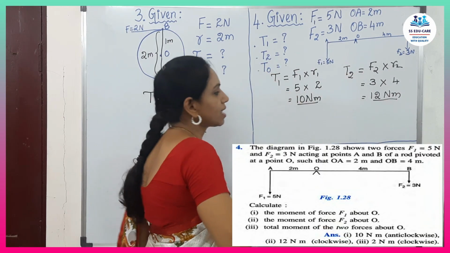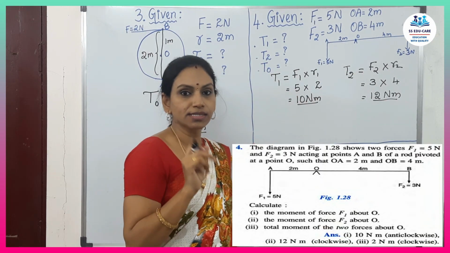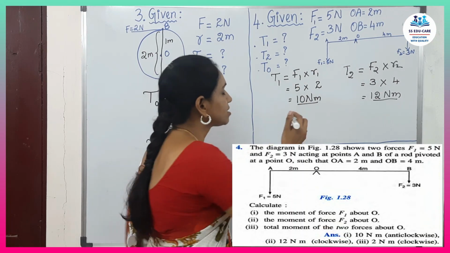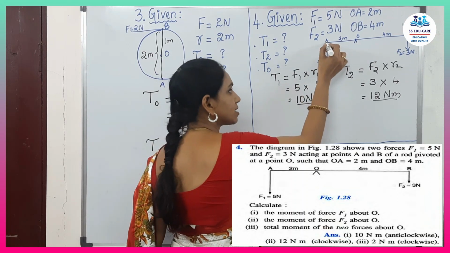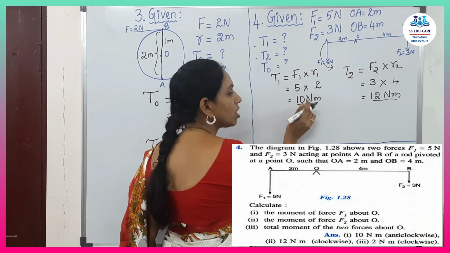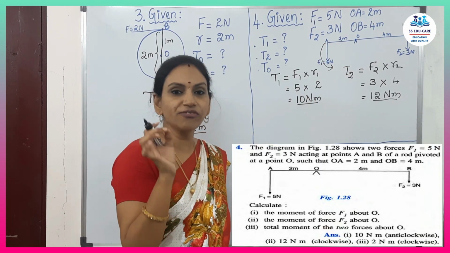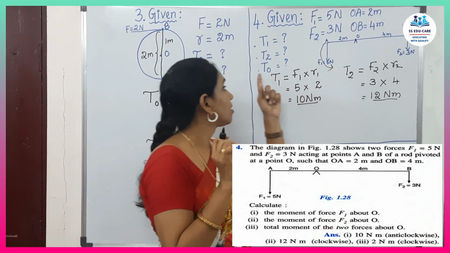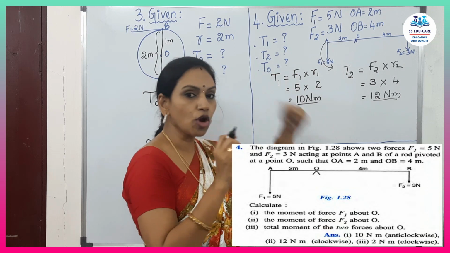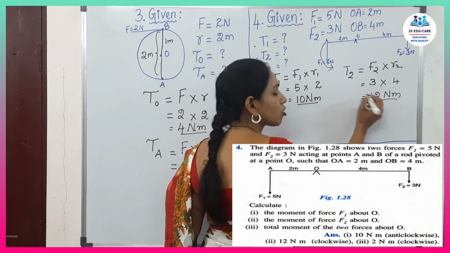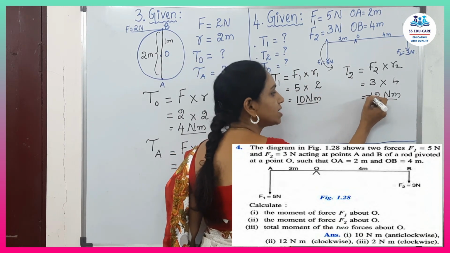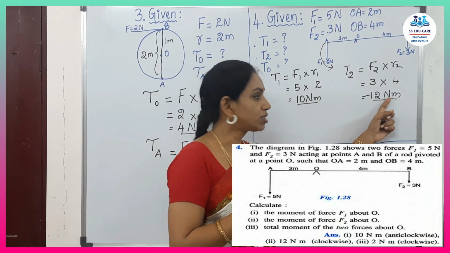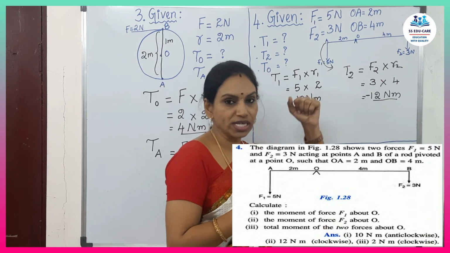What is the thing here? What direction is it rotating? Now 10 Newton meter, your first one, is in the anti-clockwise direction. So for anti-clockwise direction, we give the sign convention plus. Now for the point B, it is moving in the clockwise direction. So for clockwise we give the sign convention minus. So it is minus 12 Newton meter, that is the clockwise direction.